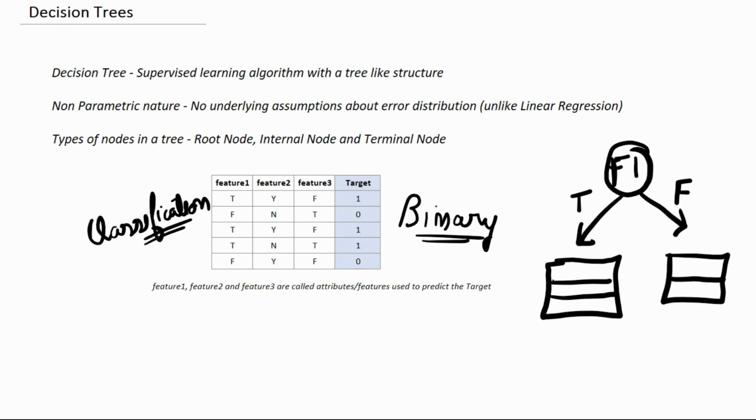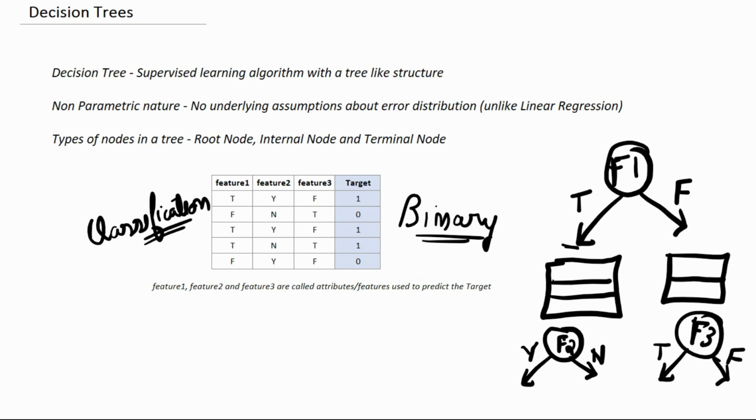For the internal node, we can select either feature 2 or 3. Let's say we select feature 2, then again feature 2 can take two values, either yes or no, and then the data will be divided accordingly. And if we select feature 3, then again based on the true and false nature, we iterate and create a decision tree and eventually arrive at a decision. So this is how a decision tree construction is supposed to look.